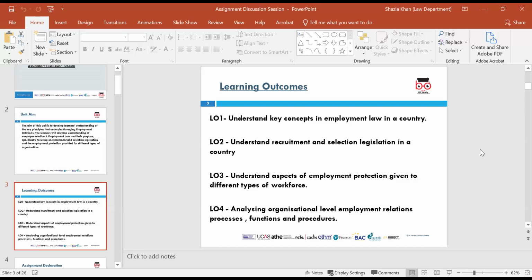First one is to understand key concepts in employment law in a country. Learning outcome 2 is to understand recruitment and selection legislation in a country. Learning outcome 3 is to understand aspects of employment protection given to different types of workforce. Learning outcome 4 is analysing organisational level employment relations, processes, functions and procedures.